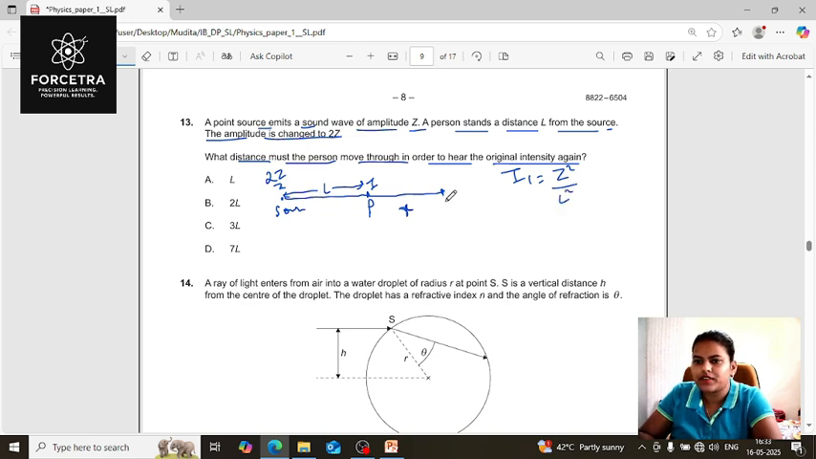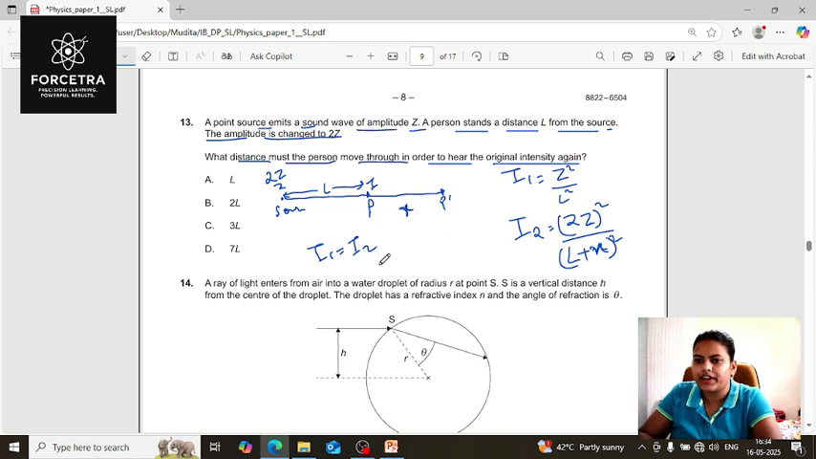So when the person moves to the new point, P dash, the new intensity in this case would be equal to 2z square, because the new amplitude is there, divided by the length. So the total length from the source would be x plus L plus x, the square of it. And this intensity should be equal because the person wants to listen to the original intensity. So I1 is equal to I2.